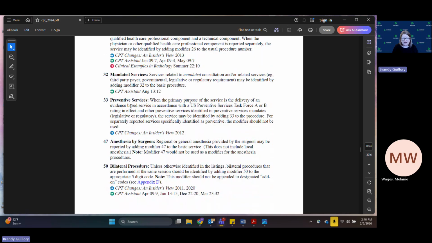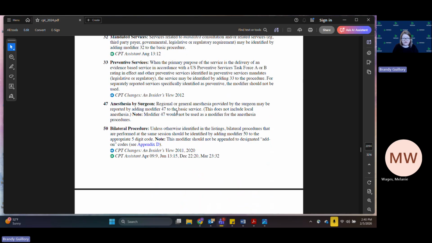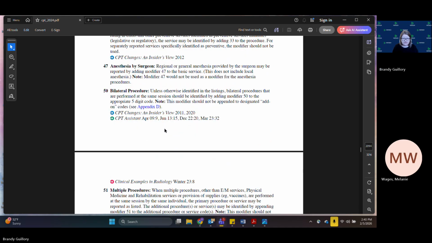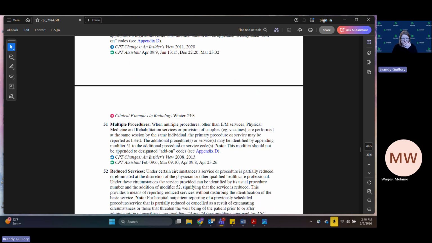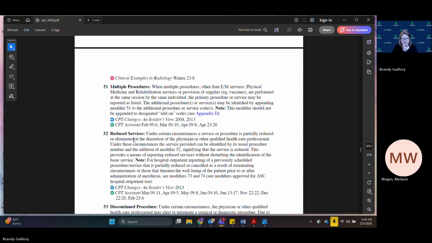Go into a lot of detail on how to use these codes, what you can and can't use them with. 47, anesthesia by surgeon. Okay, again, 50, bilateral procedure. Multiple procedures is 51. 51's kind of common. Sometimes they will do multiple if they can. 52, reduced services. That's if they were going in expecting to do a lot of work and it wasn't as bad as they expected. Okay, we did less work. We'll attach a 52.